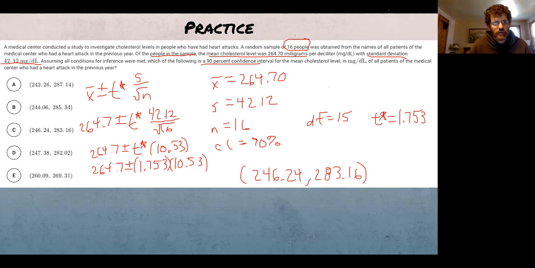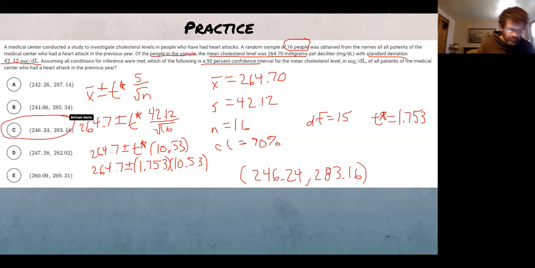So as you are going through, you might be comfortable just calculating one of your two boundaries for your confidence interval, because once you found one of them, it should match one of your answer choices. And if you look at the answer choices, you'll find something that matches. So there we go. The answer is C.